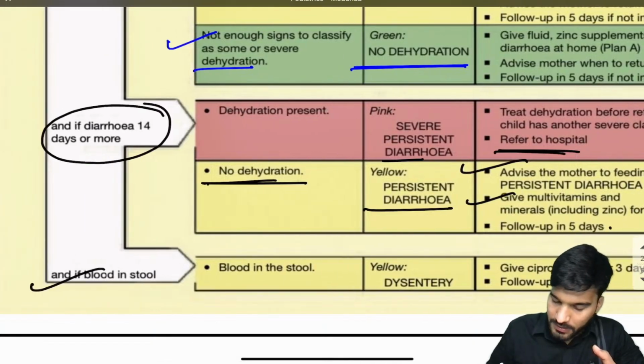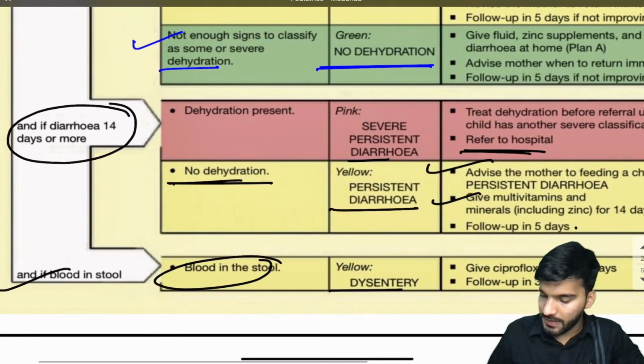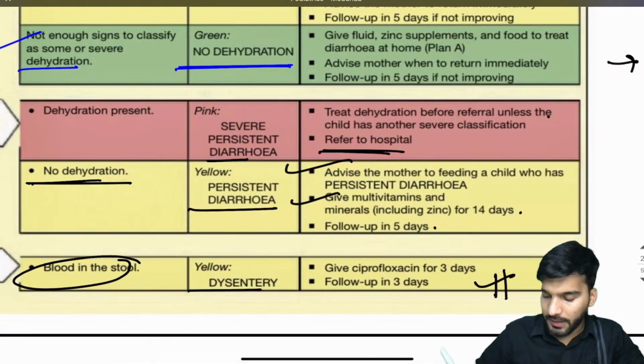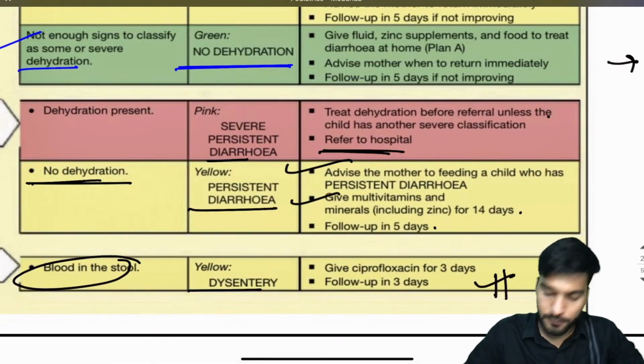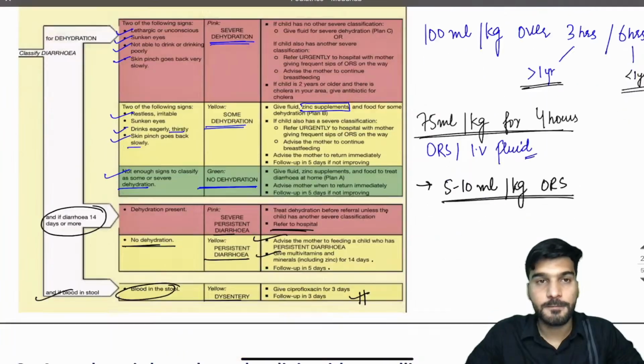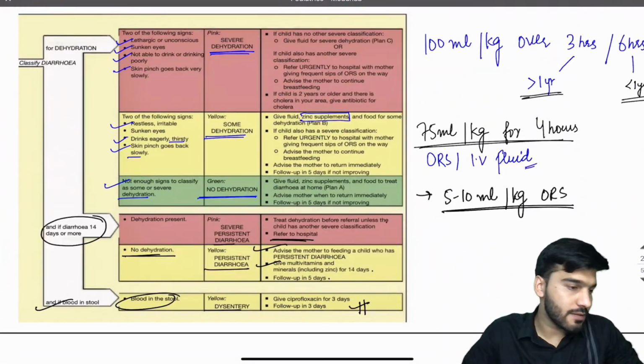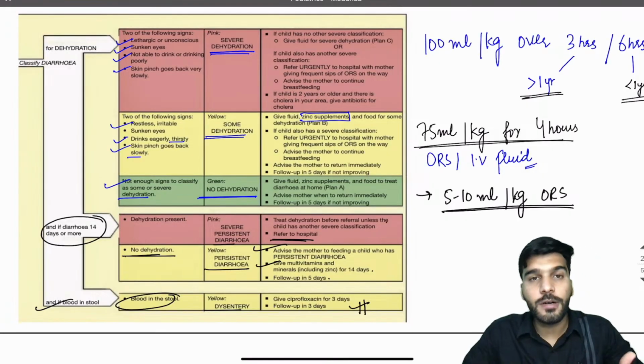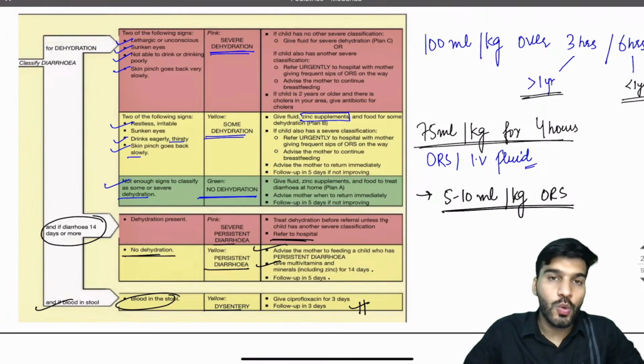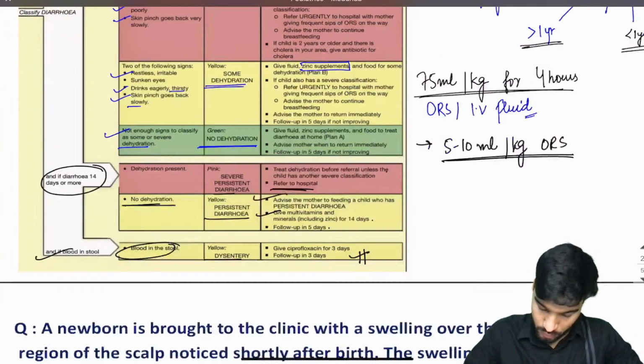And if there is blood in the stool, then it's dysentery. You need to start the antibiotic ciprofloxacin for 3 days and follow up in 3 days. Is that clear? So that is about the dehydration classification, depending on whether it's severe, some, or no dehydration. Next, move to the next question.